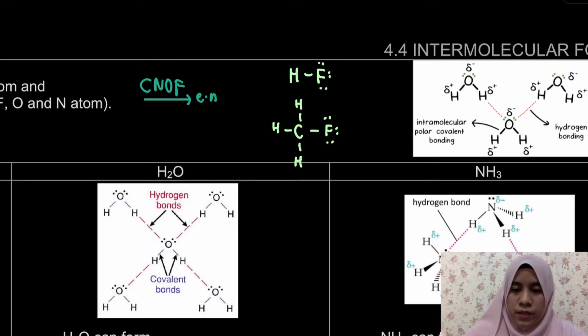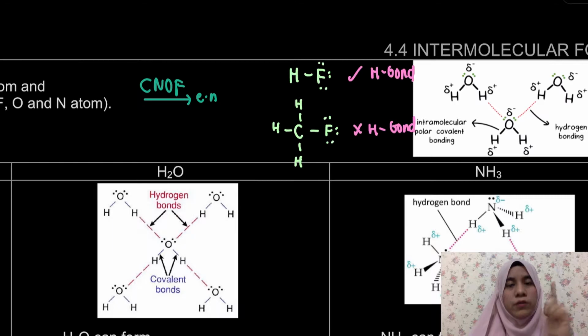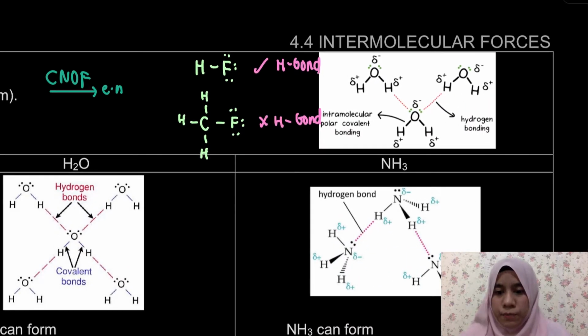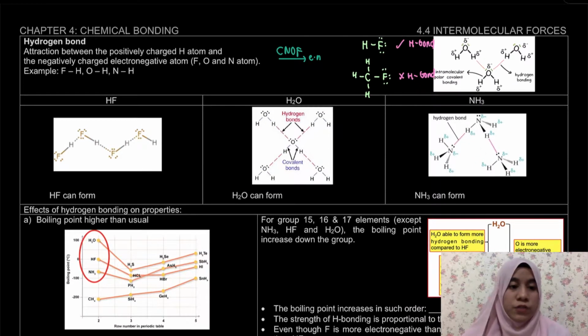So, this is actually our hydrogen bond. This is not our hydrogen bond. So make sure you know that the fluorine, oxygen and nitrogen must be bonded to hydrogen. Like this. If it's not bonded to hydrogen, there is no hydrogen bonding between the molecules. Then the partial positive must be on our hydrogen. Okay, so that is for the introduction of hydrogen bond.